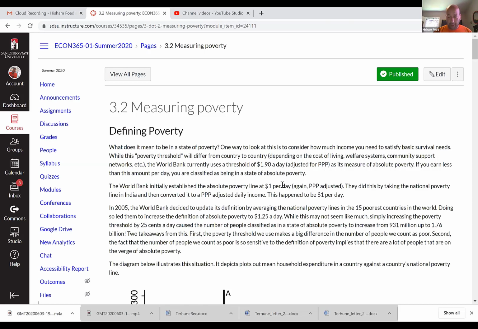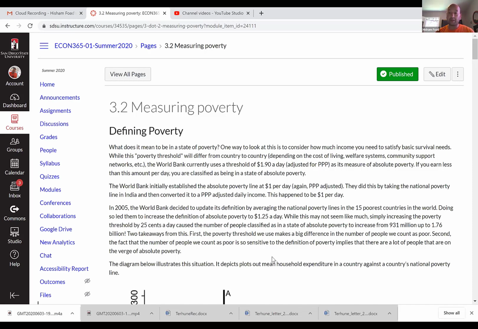And rather than just looking at the poverty line in India, what they did is they said, let's take the 15 poorest countries in the world and let's average the poverty lines in the 15 poorest countries in the world. The poverty lines basically defined by each country's national poverty line. So each country basically has their own national definition of poverty, again, based off of what's the income that you need to meet basic survival needs. And so they took those 15 national poverty lines, averaged them out, and it turned out that once you did the PPP adjustments, this was $1.25 a day. So it doesn't seem like that's a huge difference, $1 a day, $1.25 a day, 25 cents, whatever. It ended up making a huge difference.